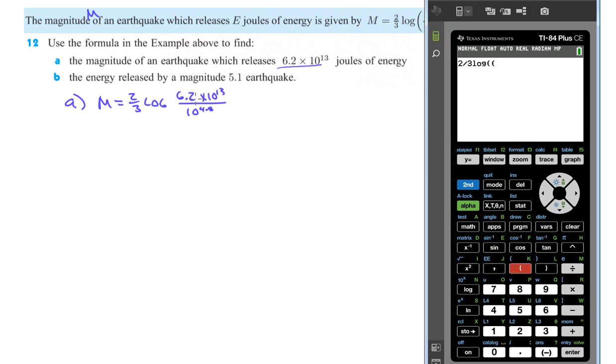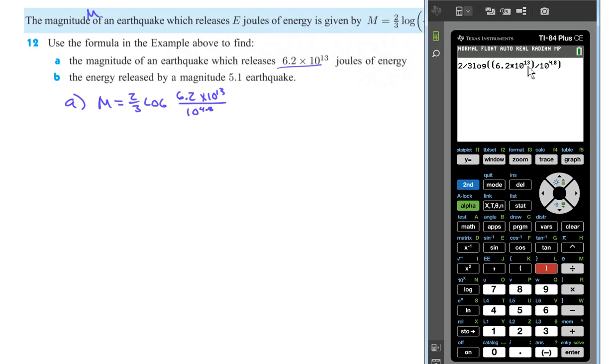So I want this inner parentheses to be my 6.2 times 10 to the 13th. And I'm going to close that parenthesis. There we go. So I'm going to close that parentheses. And I want to have that divided by 10 to the 4.8. And then close that parenthesis.